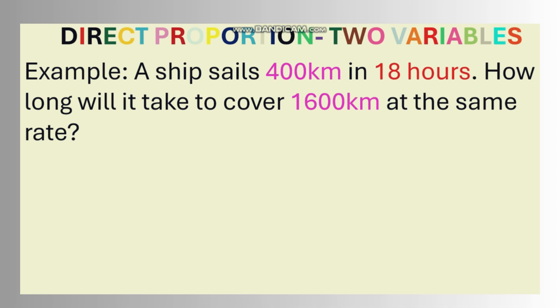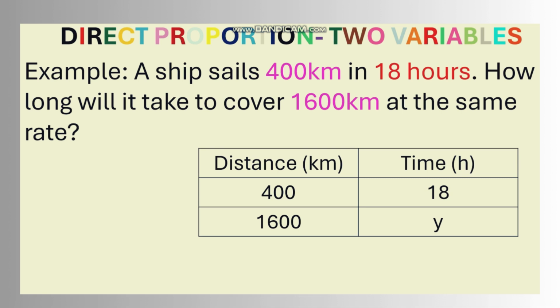Now, I'll be teaching you a method that has to do with the use of arrows, and I call it the arrow method or table method. When you look at this, here we have two variables. We have the distance and we have the time. So I'm going to create a table that has two columns. I'll call one distance and the other time, like this.